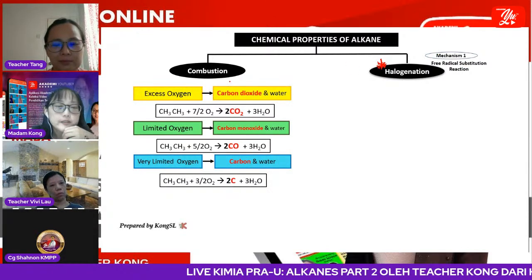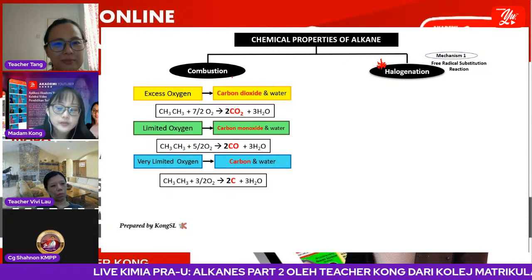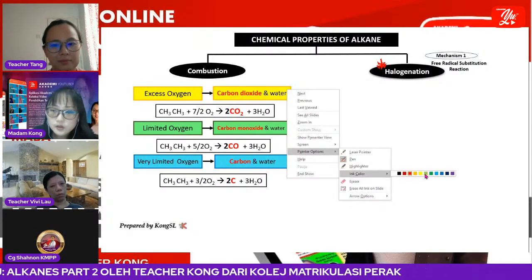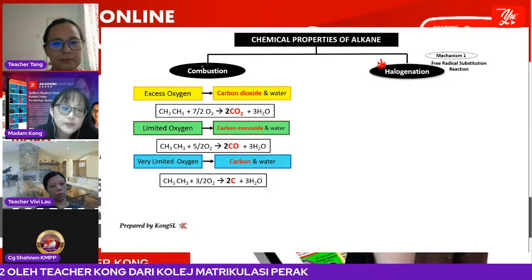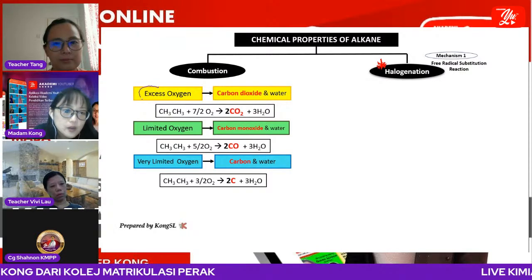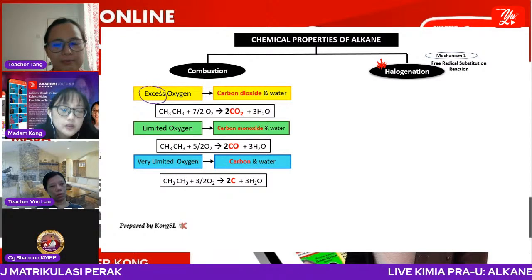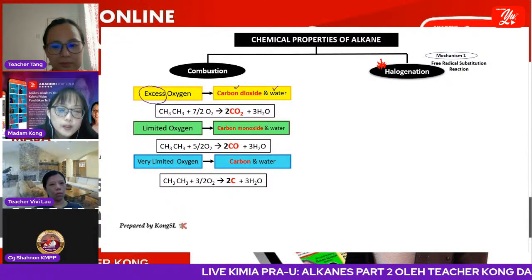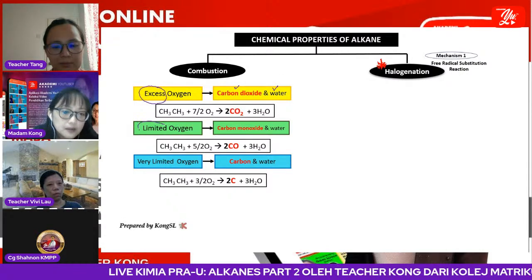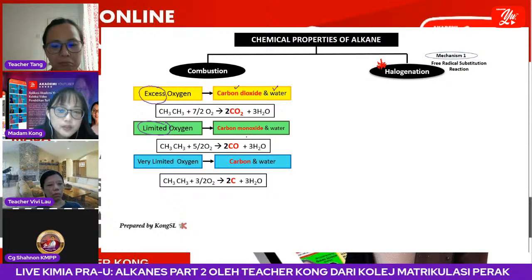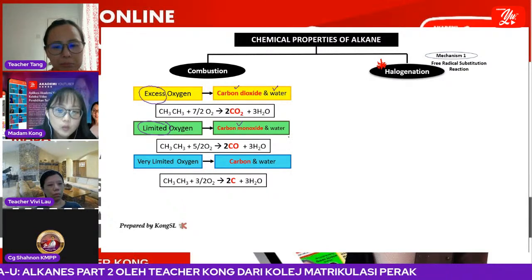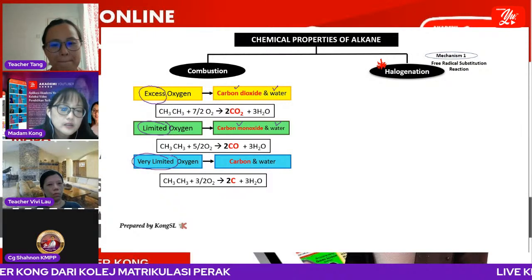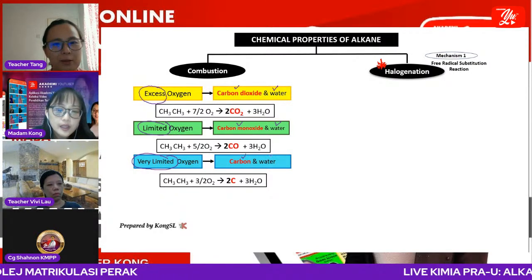So for combustion, there are three different situations. The first one, excess oxygen. If excess oxygen, automatically the products are CO2 and H2O. If limited oxygen, then the products are carbon monoxide and water. If very limited oxygen, then the products are carbon and water.